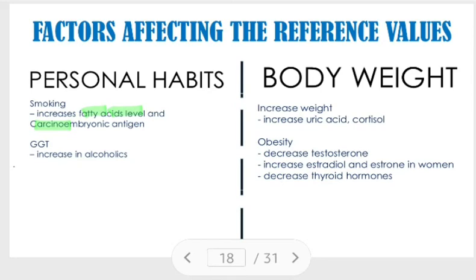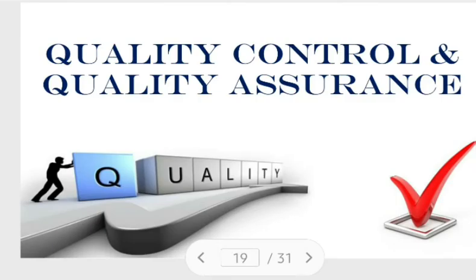Next, we have the body weight. Increased weight increases uric acid and cortisol. For obese individuals, there is a marked decrease of testosterone in males and increased estradiol and estrone in women, and a decrease of thyroid hormones.